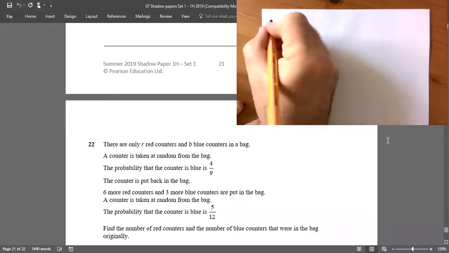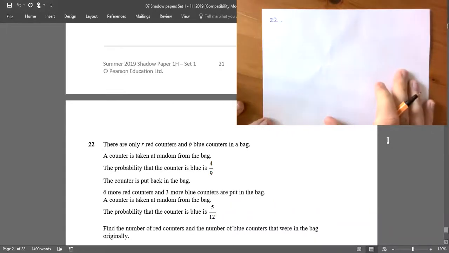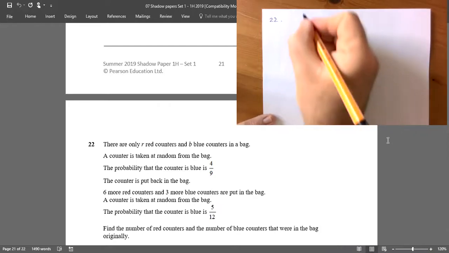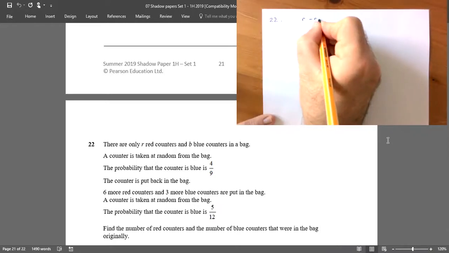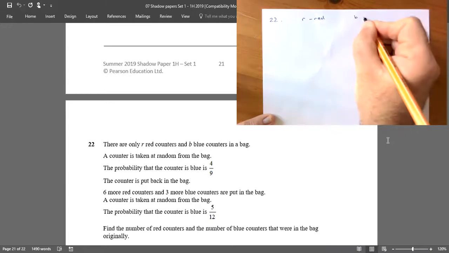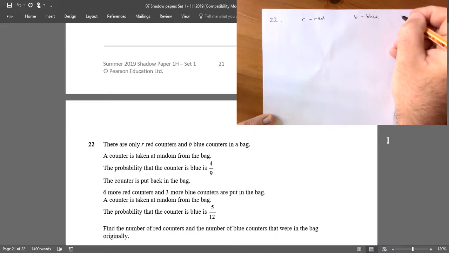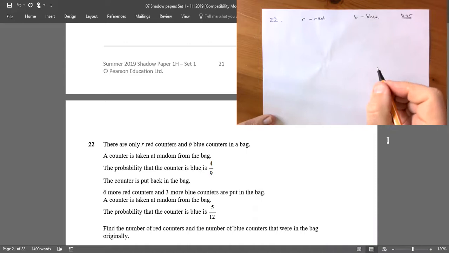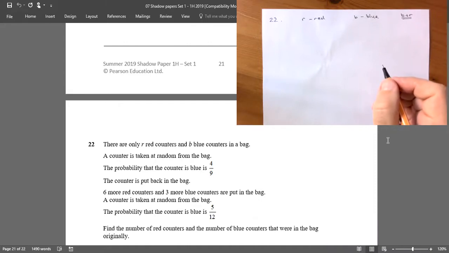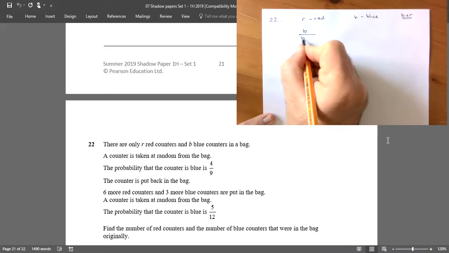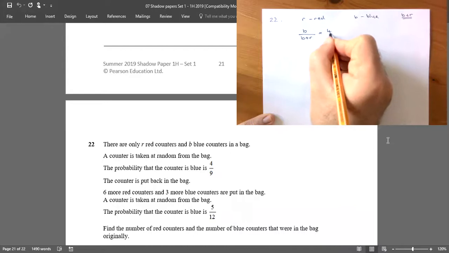So now it's the final question, question 22. There are R red counters and B blue counters. So that's a total of B plus R. A counter is taken at random from the bag. The probability the counter is blue is 4/9. So number of blue over the total must equal 4/9.